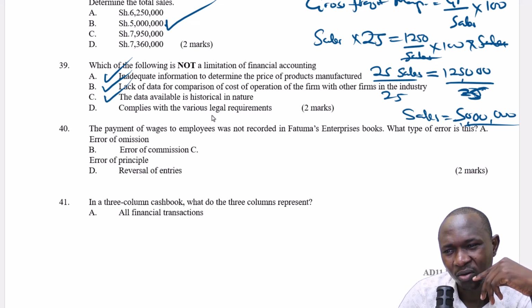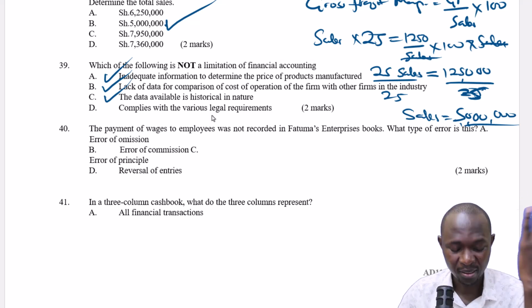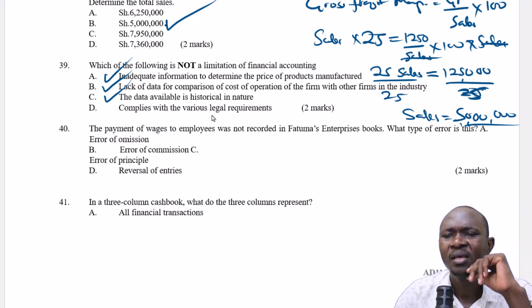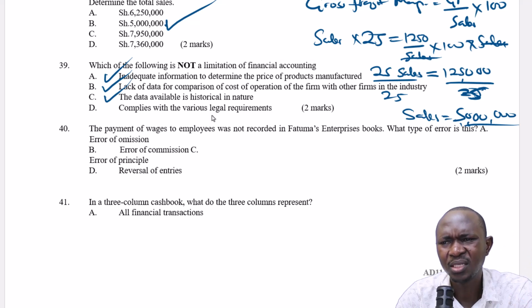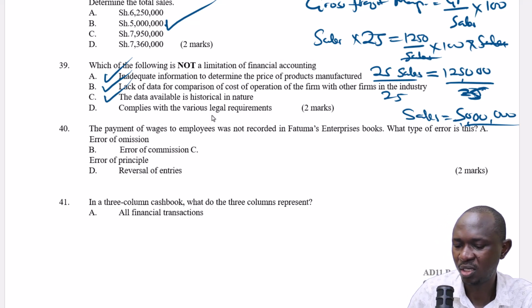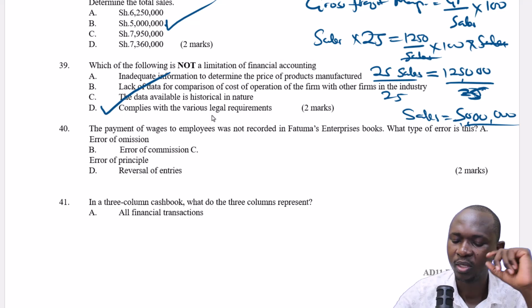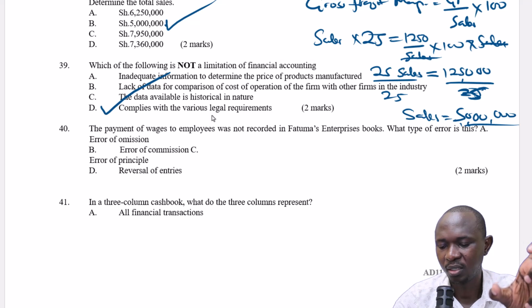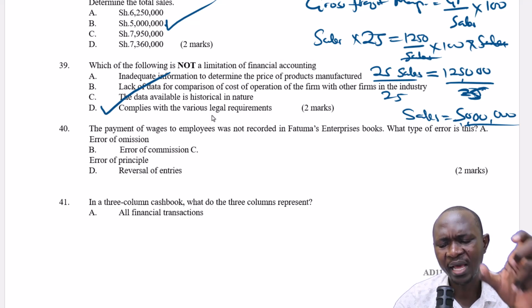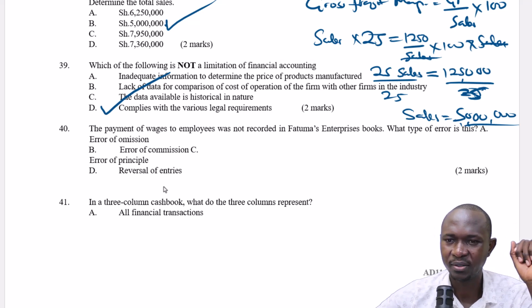Complies with the various legal requirements. That cannot be a limitation. It's actually something that is good. If financial accounting complies with various legal requirements, then that is commendable, something that is good. So that is not a limitation. So the answer is D. Which of the following is not a limitation? D is not a limitation. That financial accounting complies with the various legal requirements. In fact, it's a good thing. So it is not a limitation, and that's what the question is asking. So the answer is D.